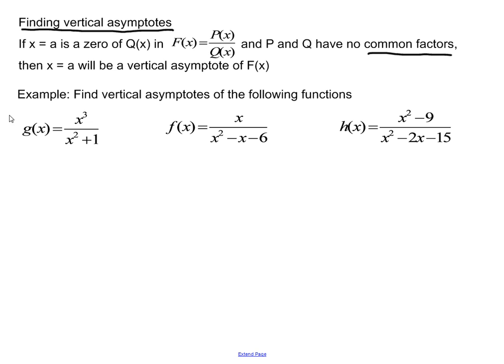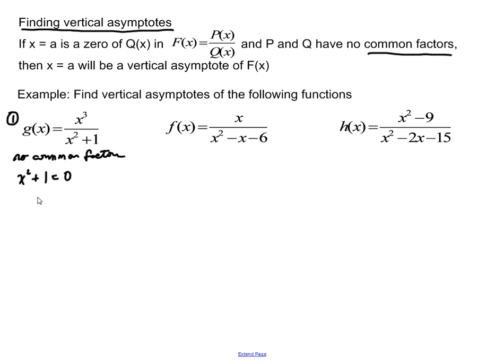Like, let's take a look at our example number 1 right here. g of x is x cubed over x squared plus 1. There are no common factors, so we don't have to worry about that part yet. Since there are no common factors, we need to look to see if there are any zeros of the denominator. So, to try and find the vertical asymptote, we're going to set x squared plus 1 equals 0. Let's see what's going to happen.